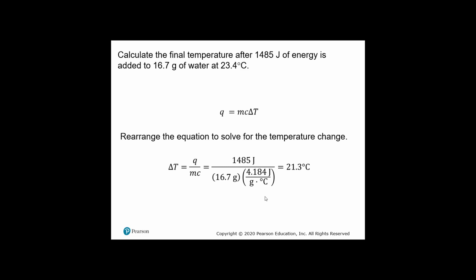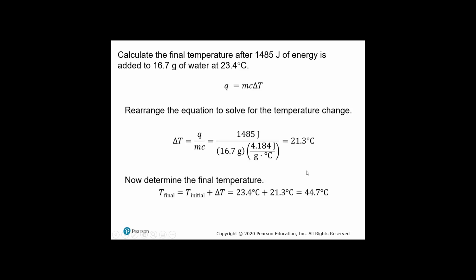So you set it up with all the information that you have, and in this case we're going to rearrange it for delta T. So we have Q, our mass, and our specific heat. We rearrange the equation, plug everything in, and we have 21.3 degrees Celsius. However, that is not all the information. We're not done here.